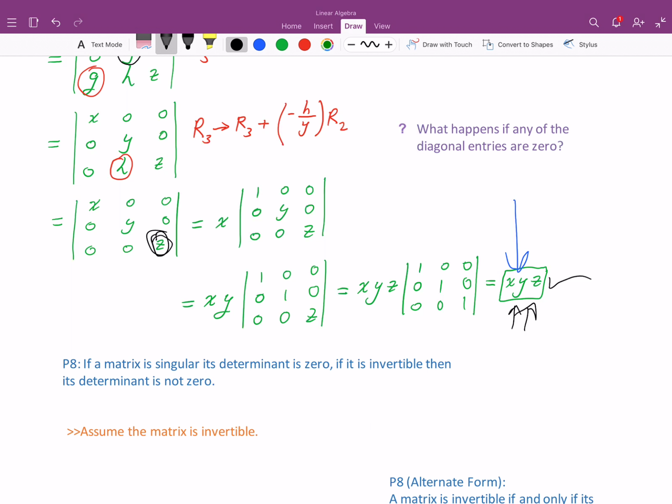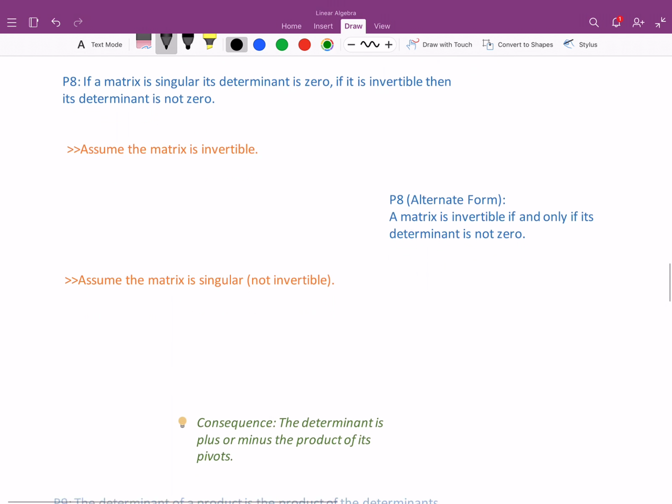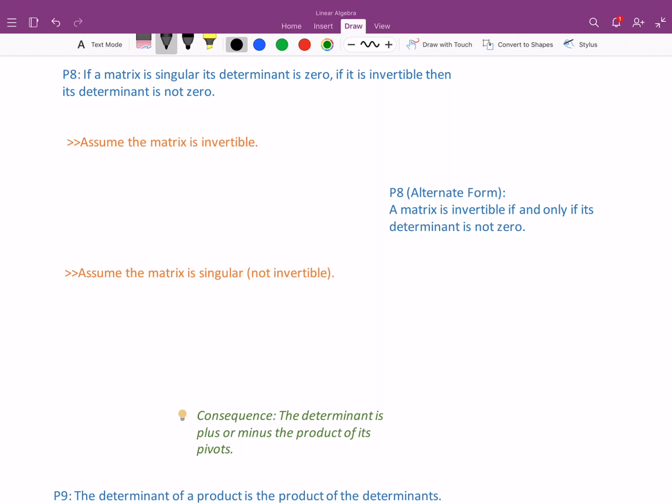Alright, so we're going to use some of the same reasoning here to prove property 8. Property 8 says that if a matrix is singular, then its determinant is 0. If it's not singular, so if it's invertible, then the determinant is not 0. So let's think about how to prove this. Well, let's assume the case that it's invertible, and we'll show the determinant is not 0, and then we'll handle the other case.